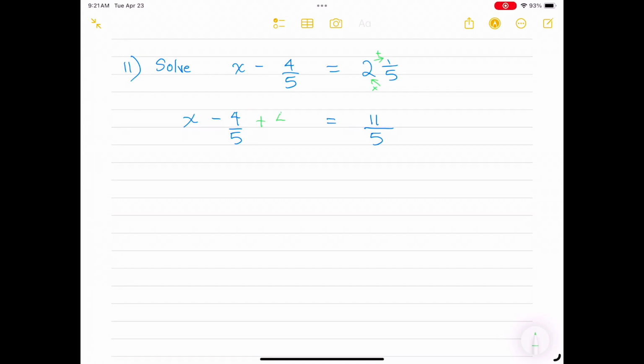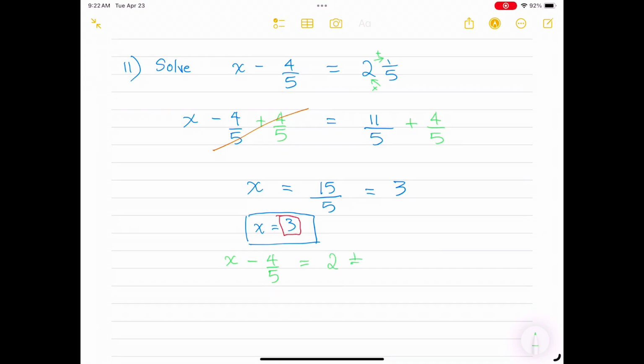Now I will add 4/5 to both sides of the equation in order to isolate x on the left-hand side. So now I have x by itself on the left-hand side of the equation, and 11/5 plus 4/5, which equals 15/5, which can be thought of as 15 divided by 5, or 3. So x equals 3, and now I will check that solution against the original equation by substituting 3 for x. 3 minus 4/5 equal 2 1/5. So does 3 minus 4/5 equal 2 1/5? I convert 3 to 2 5/5. Now I subtract 4/5 from that, and I do get 2 1/5. So the solution, x equals 3, is the correct one.